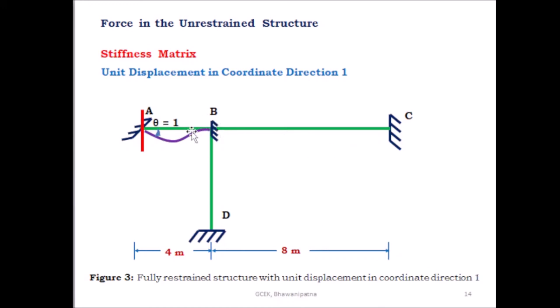So here you have to make the support A unrestrained and the other supports restrained, hence the other supports are fixed. You have to give here the unit displacement, theta is equal to 1. Due to this unit displacement, you have to find out the force at A and the force at B. That is, the force at coordinate 1 and the force at coordinate 2.